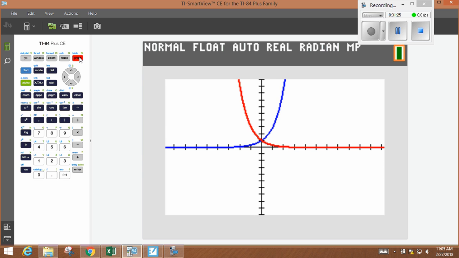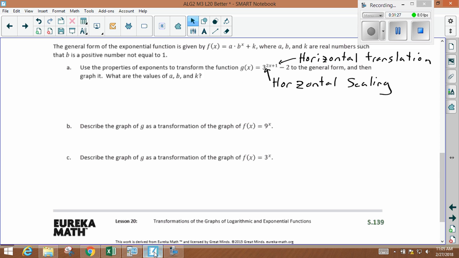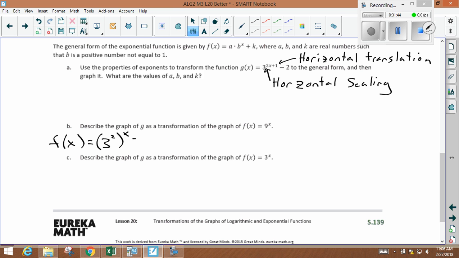Alright, so now with that stuff in mind, let's go ahead and answer some questions here. What is this going to be? Well, first of all, they're trying to trick us. Because isn't that the same thing? Isn't 9 to the x power the same as 3 squared to the x power? Which turns out to be 3 to the 2x. And we said that if we multiply the x, it's going to be a horizontal scaling. It is a dilation. So this is horizontal scaling.